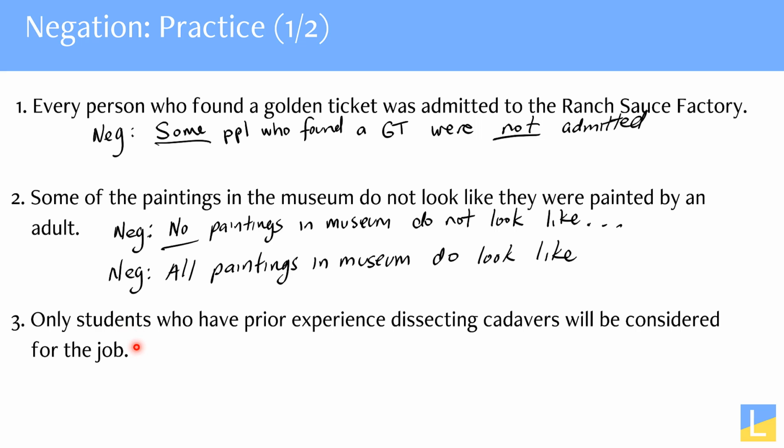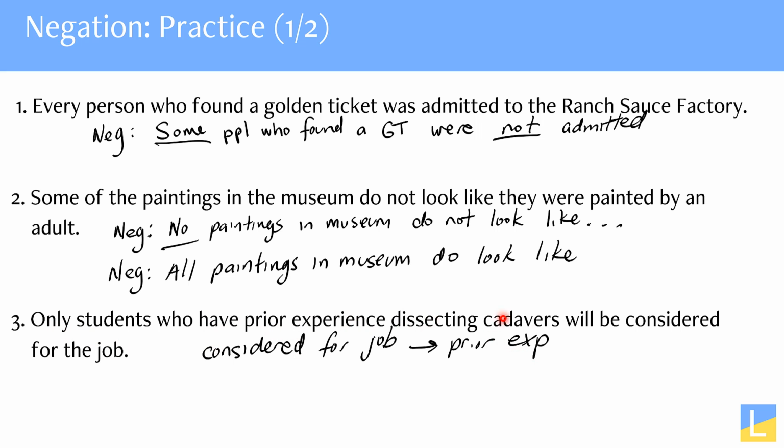Now, if that did not come to you intuitively, if you instead mistakenly negated this as only students who have prior experience dissecting cadavers will not be considered for the job, if that's how you thought of the negation, then mechanically this is what's going on. So here I've diagrammed what this sentence means because it is a conditional statement. When you have the word only, it introduces the necessary condition.